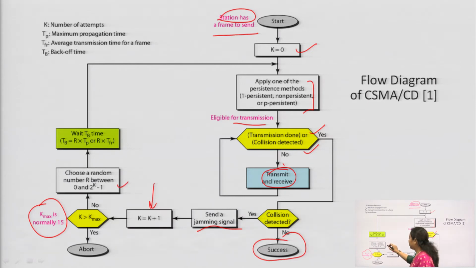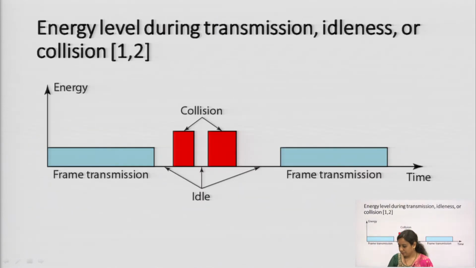Then choose a random number between 0 and 2 to the power k minus 1. So, we have to check the number. Then wait for the TB time. What is TB? TB is the back-off time, that is R multiplied by TP or R multiplied by TFR. What is TP? TP is the maximum propagation time. So, for this time duration it has to wait and then go back to the next attempt, if it has to be made. So, this is the flow diagram of CSMA/CD.